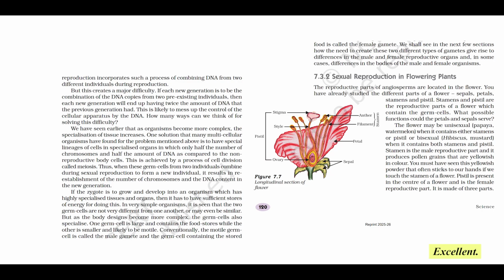Great, that clarifies it. Excellent. Now let's dive into sexual reproduction in flowering plants, specifically angiosperms. Very important for ecosystems and exams. The reproductive parts are all contained within the flower itself.